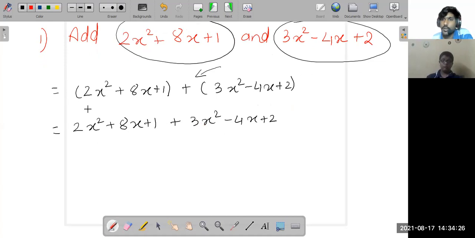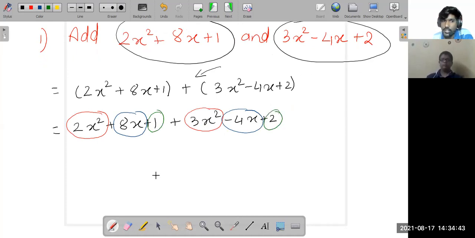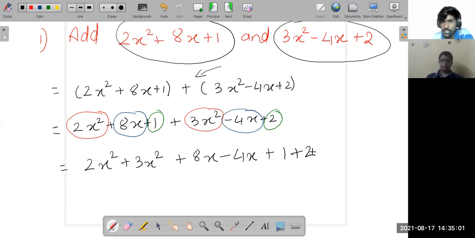Now what you have to do is write all like terms together. By like terms I mean you write the x square terms together, the x terms together, and the terms without the variable together. So first 2x square plus 3x square. Second plus 8x minus 4x. And last plus 1 plus 2. Clear?